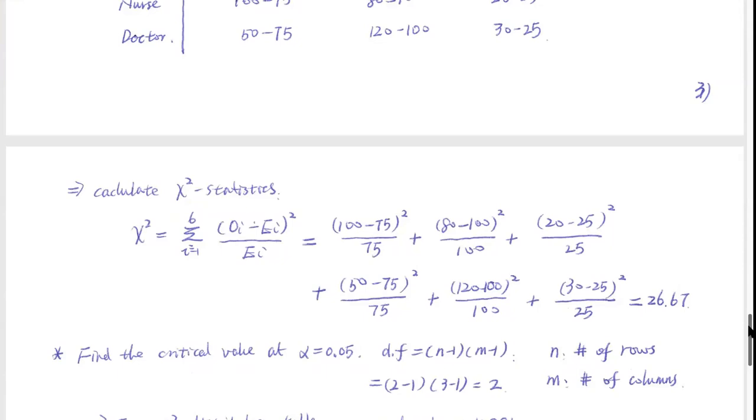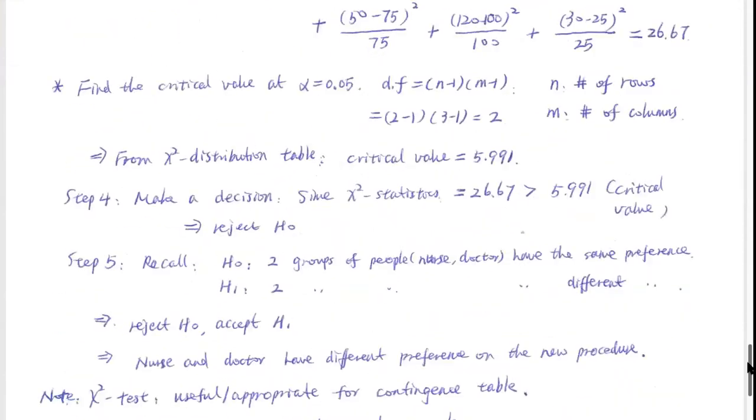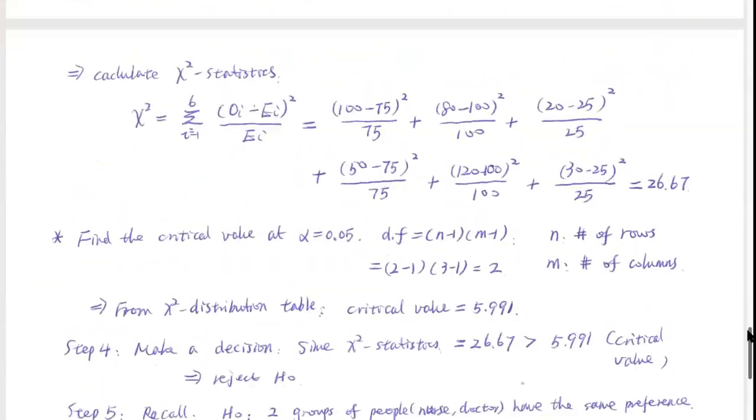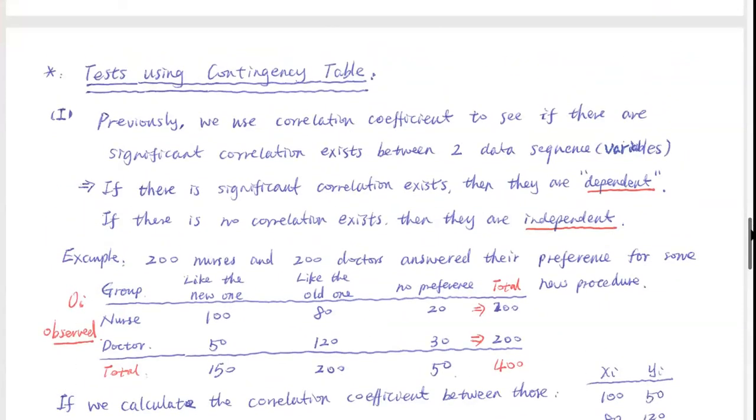In statistics, if you study more, we have another way to do that, which is a much more complex formula. So that's the second application, everybody: using chi-square to test the contingency table. We want to see whether the doctors and nurses have significantly different opinions from each other or not. So that's it for this application.